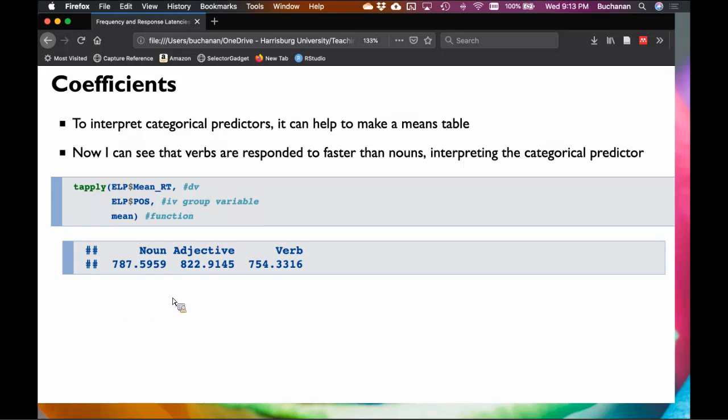And I will have to add that to the notes to do, where we can see, instead of looking at just the average score overall in the data set, we can actually look at, given these other variables, what are the means for each group? But if all else fails, tapply is a great function that just lets me see that adjectives are slower than everything else.